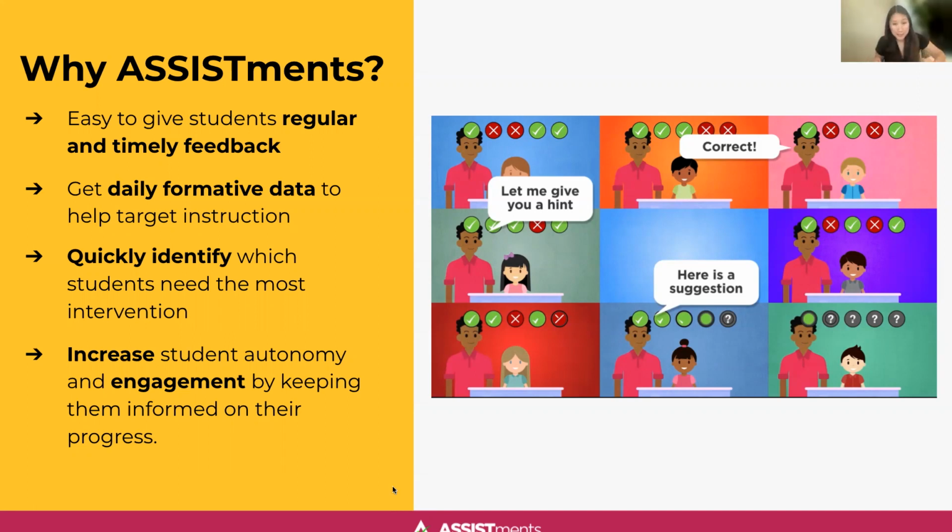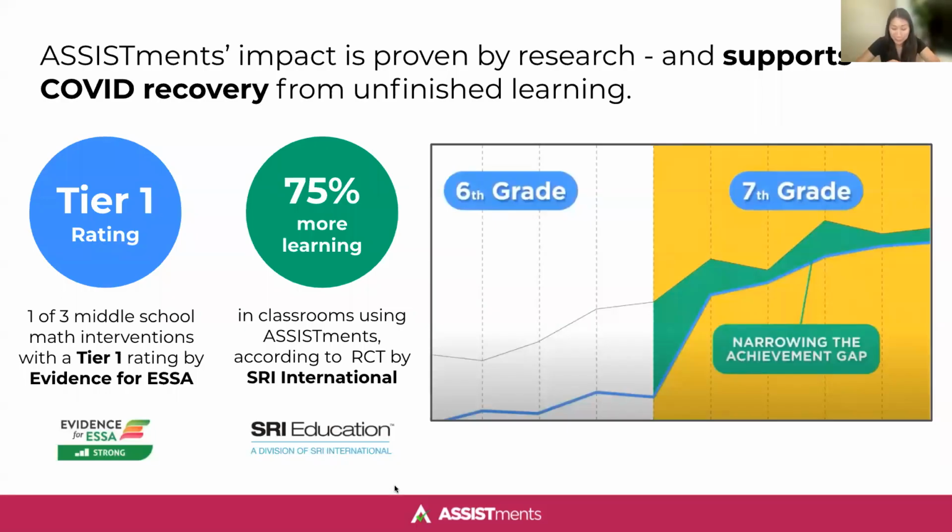Now, if you don't believe me, Assistments is actually proven by research to support unfinished learning. So we're one of 3 middle school math interventions with a tier 1 rating for evidence for ESSA. And we've actually been in multiple studies with randomized controls and have been able to prove 75% more learning in classrooms that use Assistments than classrooms that do not. And I think that's just so relevant as we think about this next year and really addressing unfinished learning.